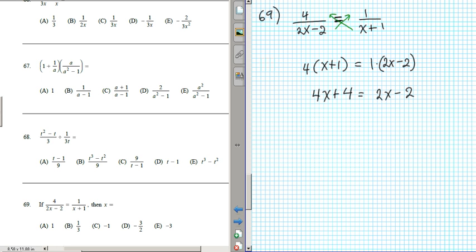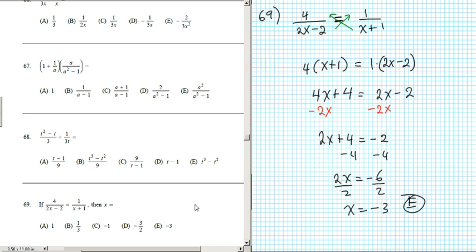Now let's get x by itself. I want to move the x's to the left, so I subtract 2x from both sides, and then you have 2x plus 4 equals negative 2. Then you subtract 4 from both sides, and you have 2x equals negative 6. You divide both sides by 2, and you have x equals negative 3. So your answer for number 69 is E. Alright, let's move on to number 70.